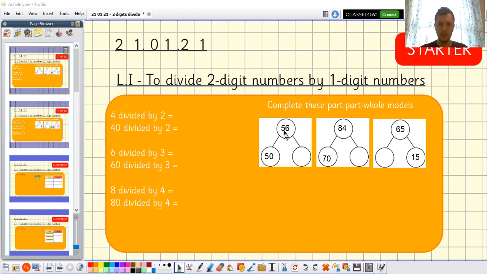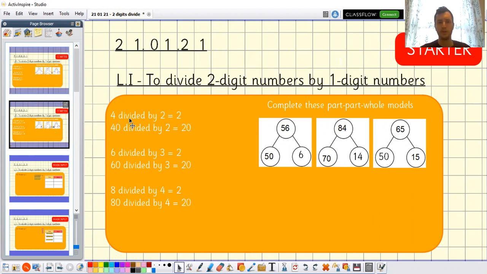The first one, nice and easy, 56 partitions into 50 and something. But the other two are much trickier. 84 partitions into 70, and what else? If that part is 70, what is this going to be to get to 84? And 65 partitions into 15 and something. So what's going to go there if this part is 15? As always, pause the video, have a go through those, and we'll look at the answers in a moment's time.